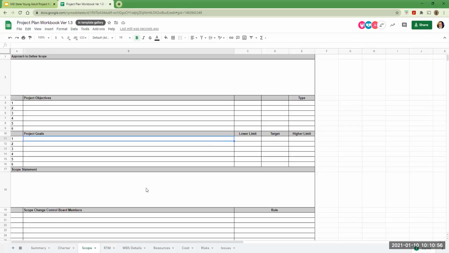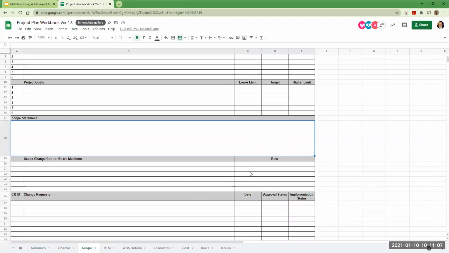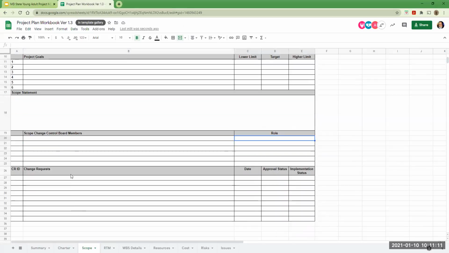And then you come up with a scope statement, which is kind of a summary of these objectives and goals written in plain English that a business person who doesn't know much about what you're doing can understand very easily. If you have a change control board, you put their names here, their roles, and then as you go on with your project, you can have change requests.